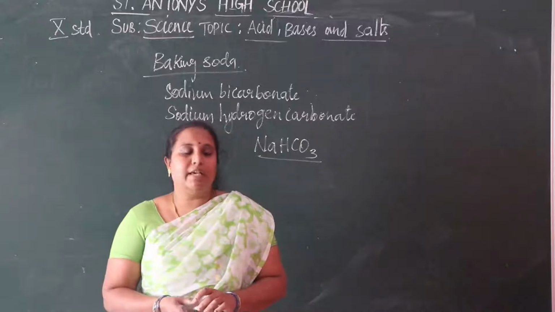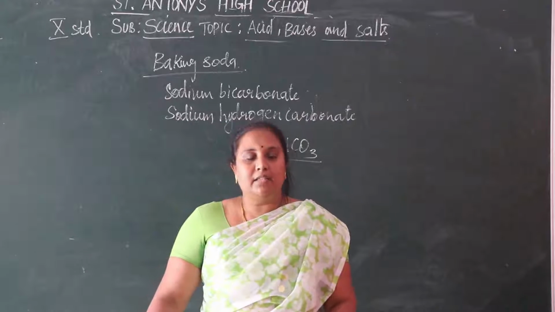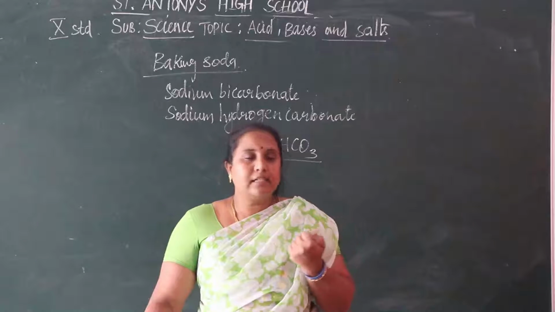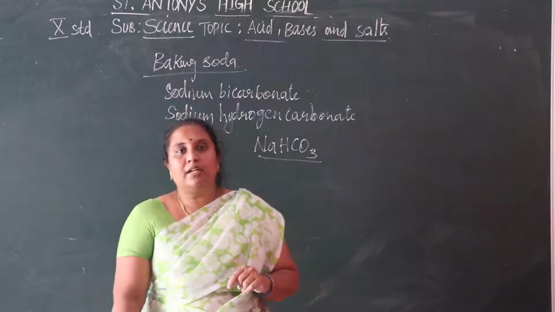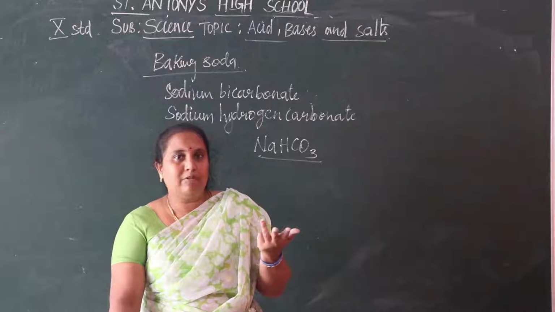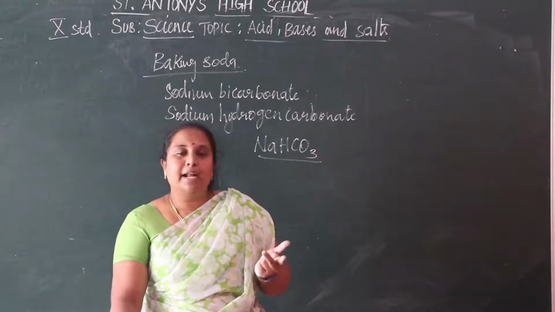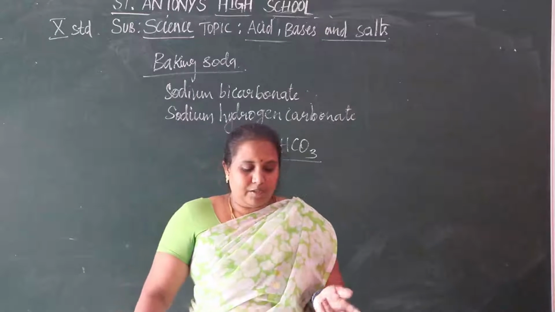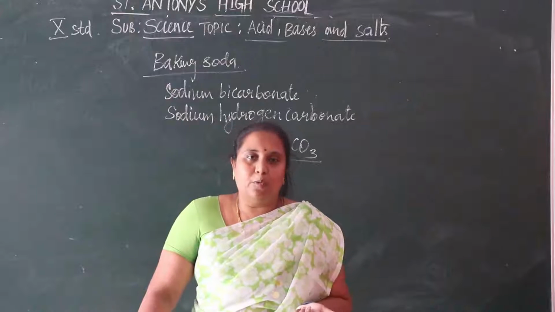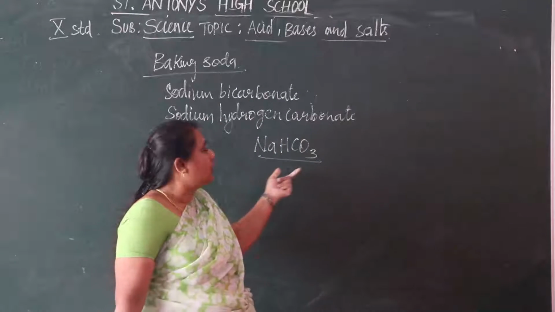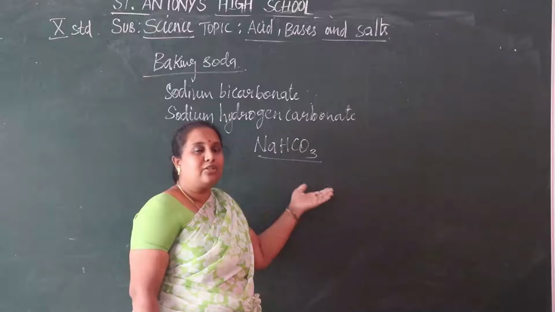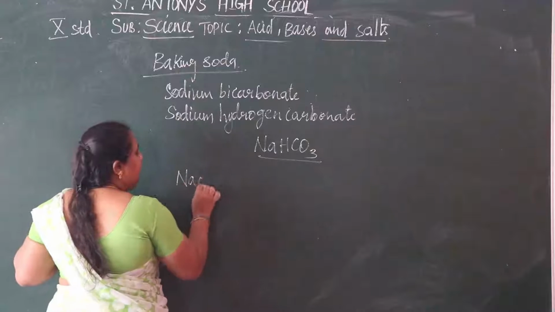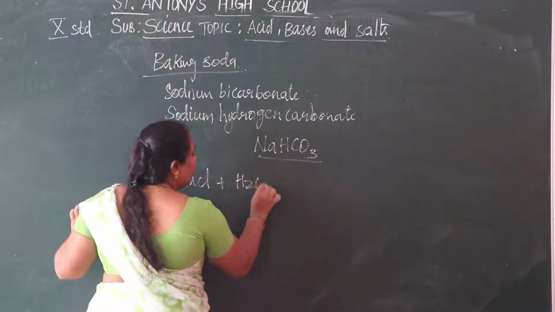How to prepare this baking soda? Baking soda is obtained by the reaction of brine solution from the chlor-alkali process. What is the brine solution here? Sodium chloride plus water is the brine solution. Brine solution with carbon dioxide and ammonia gives sodium hydrogen carbonate. See what the reaction is here. First, the brine solution: NaCl plus H2O.